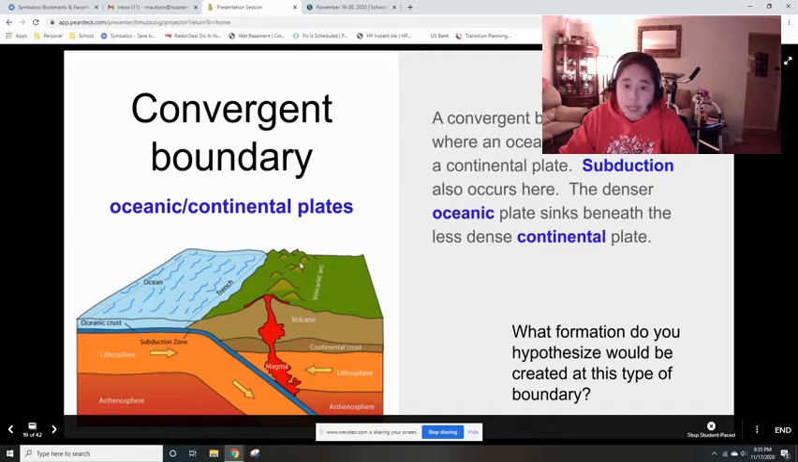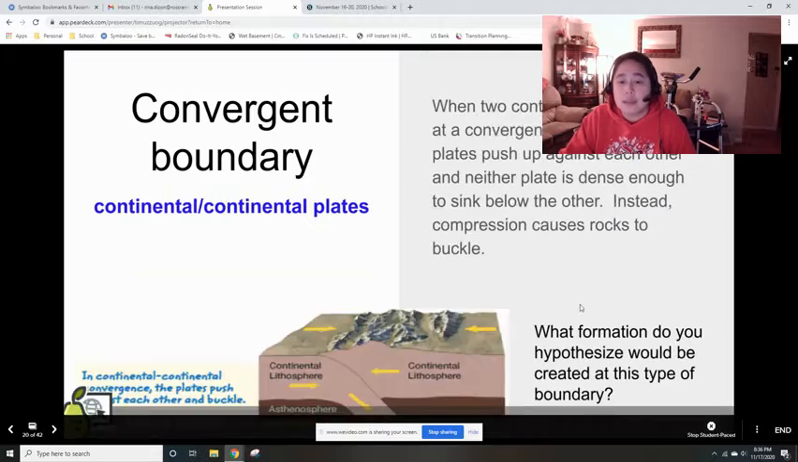So Mount St. Helens was created this way. So that's actually a great example. It's the Pacific Ocean. The Pacific oceanic plate sinks underneath the North American, which is a lithosphere, a continental plate. So those two run into each other, creating volcanoes on the coast of California and Washington State.